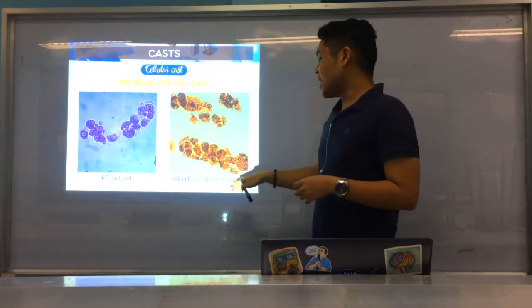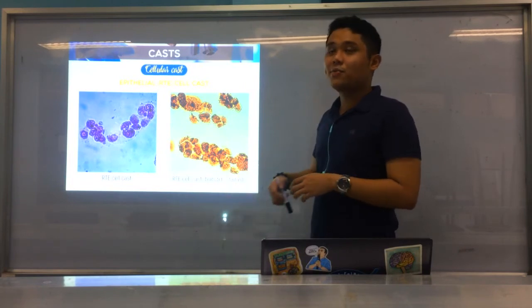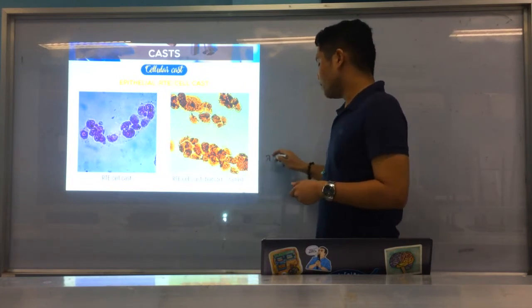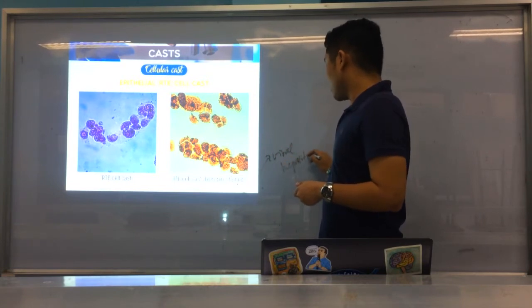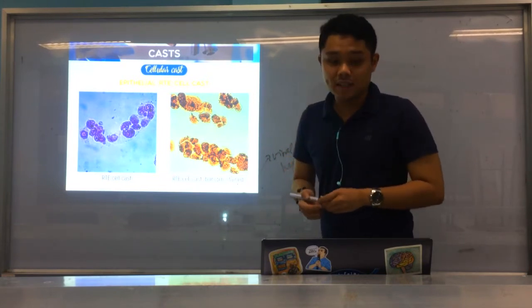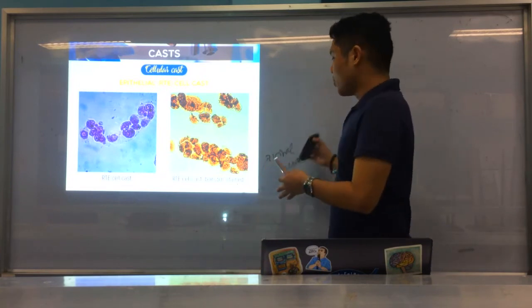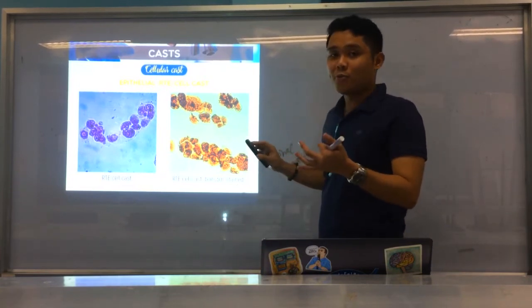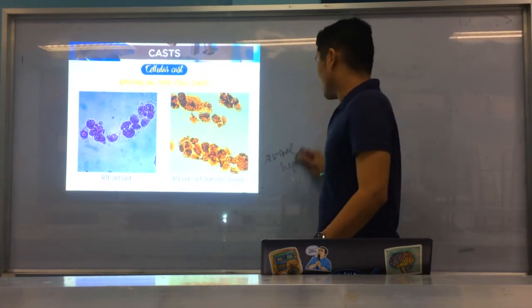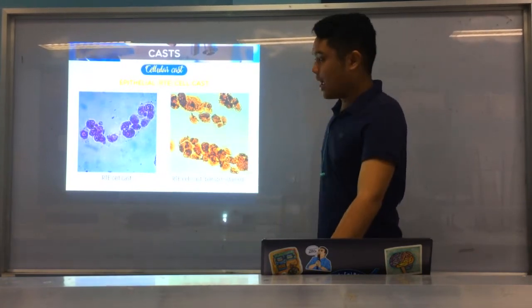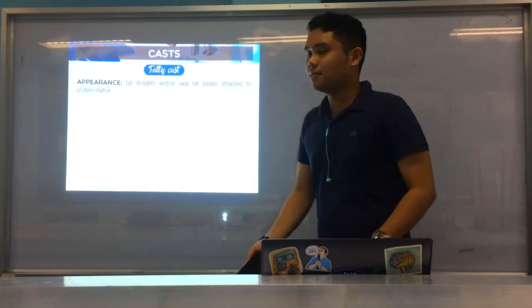And bilirubin stain, usually makita nato ni siya in viral hepatitis. Because of viral hepatitis, nagka-tubular necrosis na, which led to the absorption of bilirubin sa RTEs, and then na-incorporate sa cast. Alright. Next, we have the fatty cast.